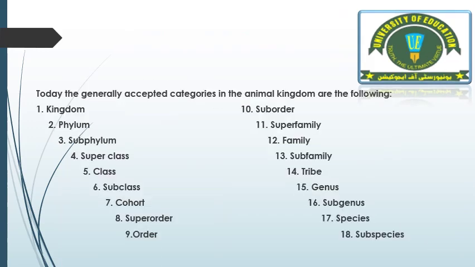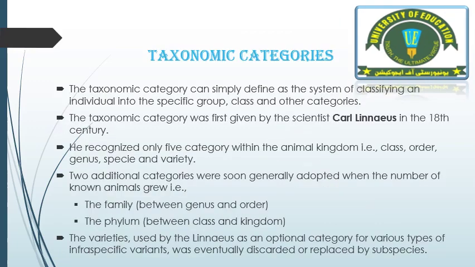Today, the generally accepted categories in the animal kingdom are the following. Here we have 18 categories which are being used nowadays for classification purposes. Next, we have taxonomic categories. The taxonomic category can simply be defined as the system of classifying an individual into specific groups, classes, and other categories. In order to classify an individual or organism, we use taxonomic categories.